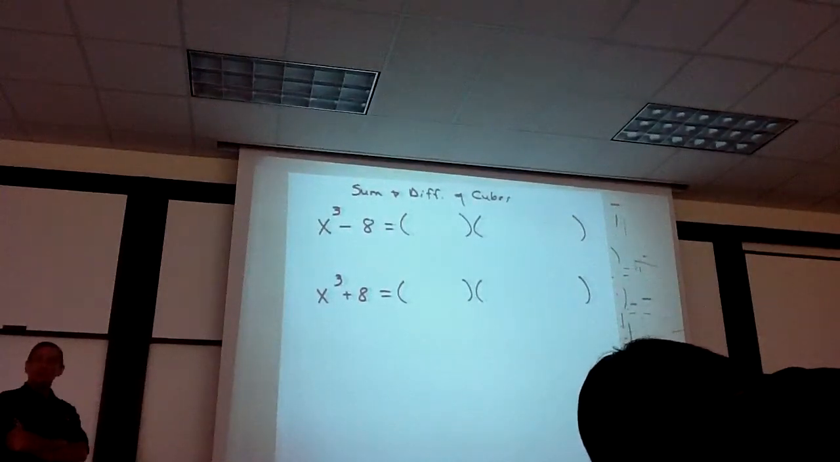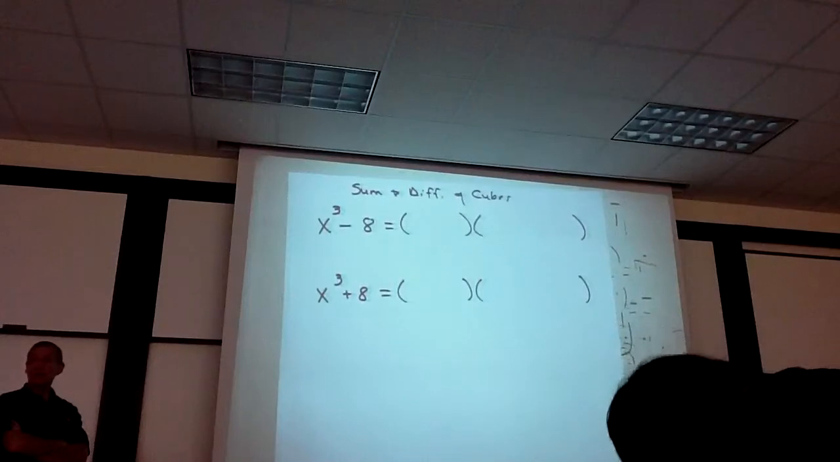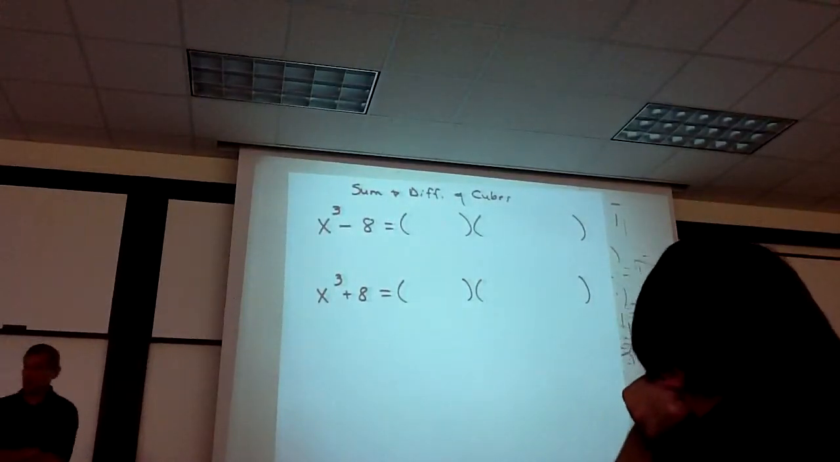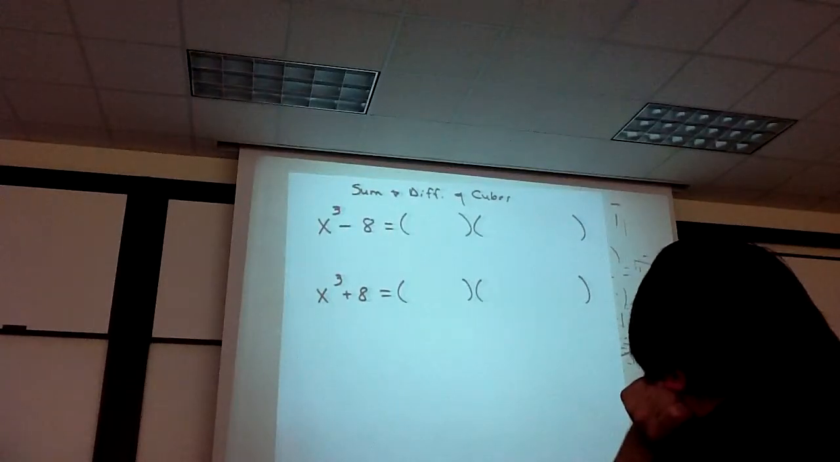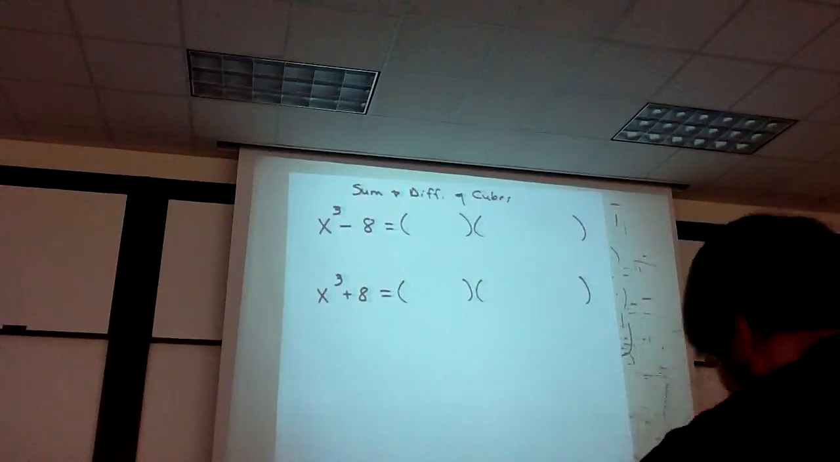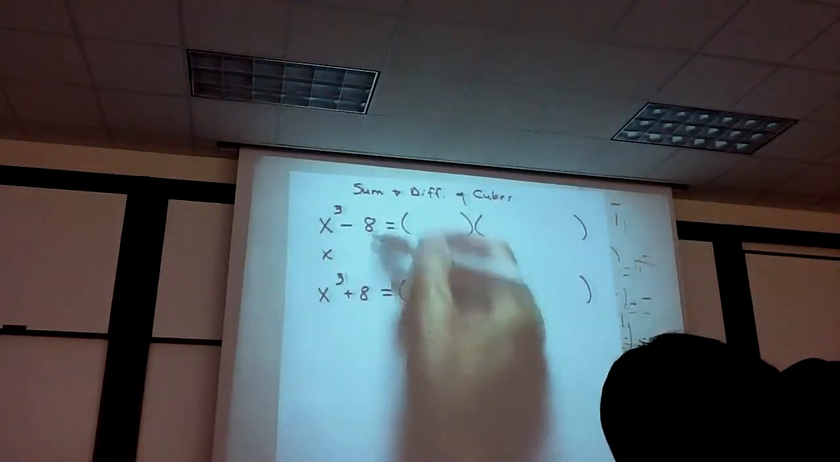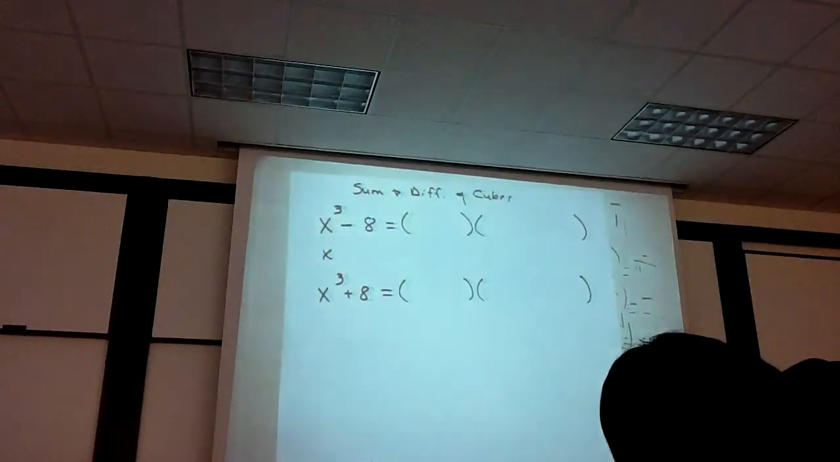Now, to be able to fill in the blanks for these binomials and these trinomials, I need to know a specific thing. I need to know what the cube roots of these terms are. So, for instance, x cubed, the cube root of that is x. In other words, the thing you multiply three times to get it is x. The cube root of 8 is 2. You've got to know that.